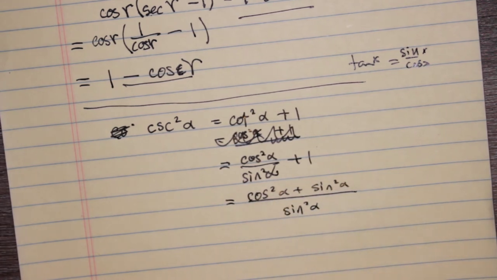Well, what's cos squared alpha plus sine squared alpha? It's a Pythagorean identity. It's equal to 1. So you get 1 over sine squared alpha, which is cosecant squared alpha. Oh boy, my alphas are suffering. Okay, and so left hand side equals right hand side.